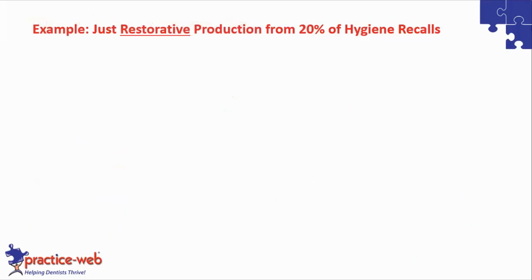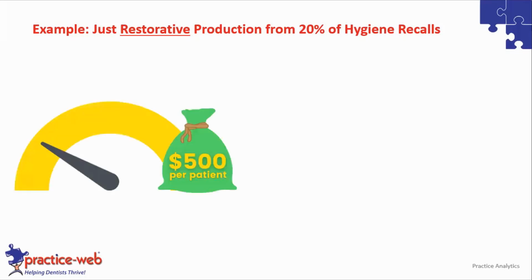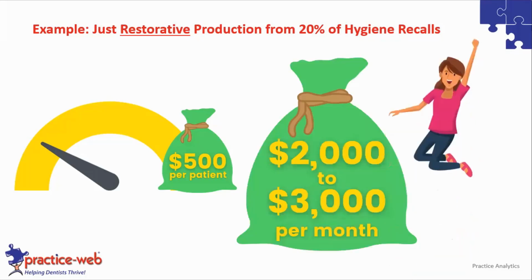So I want to give an example. We can't break down every single category of production, but I want to give one example to show this, and that's restorative production. So roughly 20% of hygiene recalls result in some sort of restorative production, restorative treatment plans. And so that's roughly $500 per patient. In the study done by Practice Analytics, they found that $500 per patient is the restorative production from 20% of hygiene recalls. And if you extrapolate that for an average practice, even if you look at the whole year, it's about $36,000 in production.